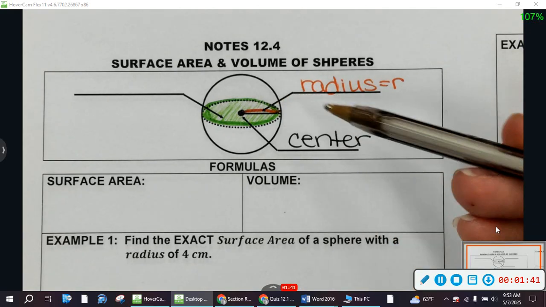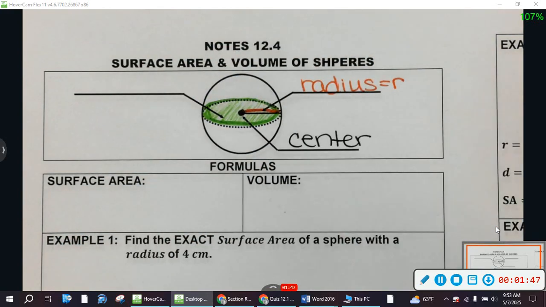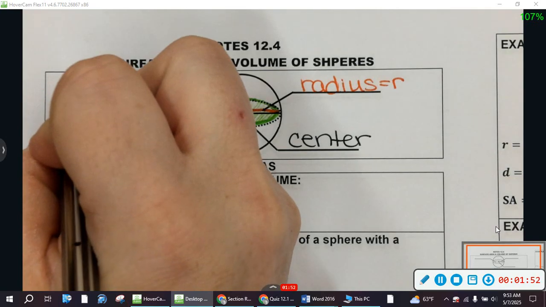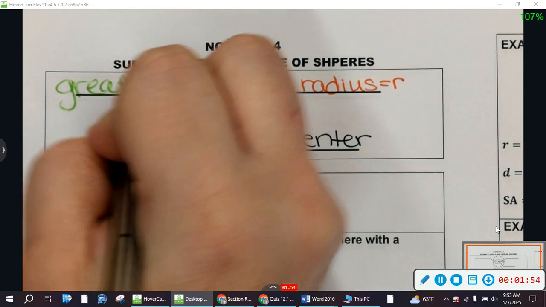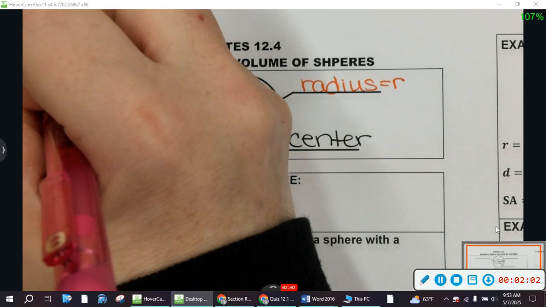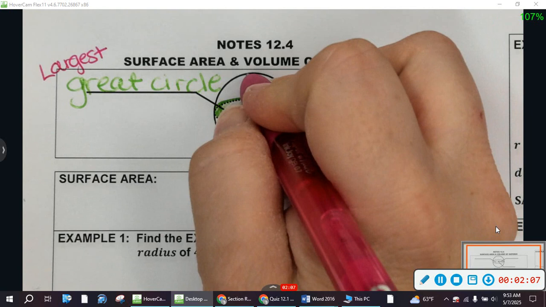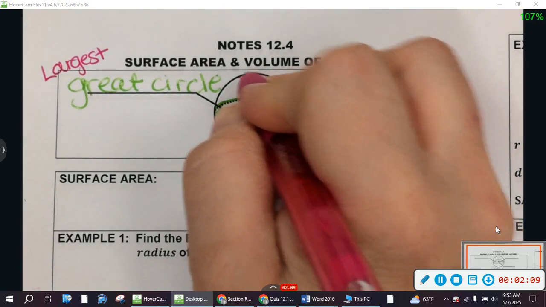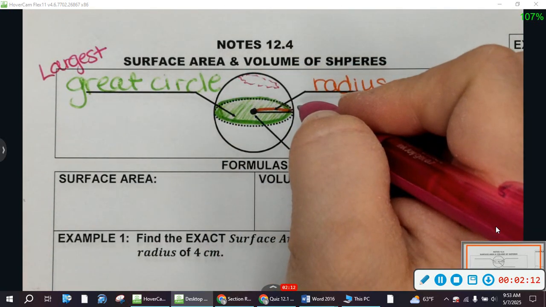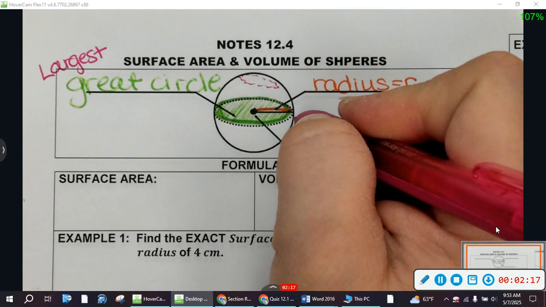So if we were to take a baseball and cut it in half, and then I show that ball to you, it would look like a circle. It's not just called a circle, it is the great circle. Yes, you have to say it very enthusiastically, because it is the largest circle that you can cut. If I were to cut a baseball this way, that's still going to make a circle, right? But it doesn't go all the way through the diameter.